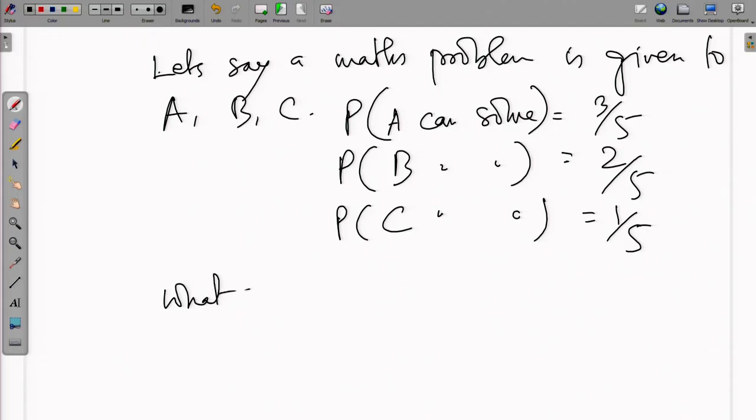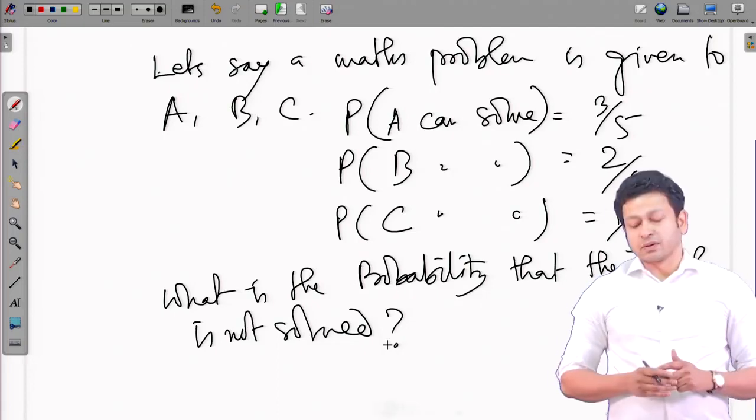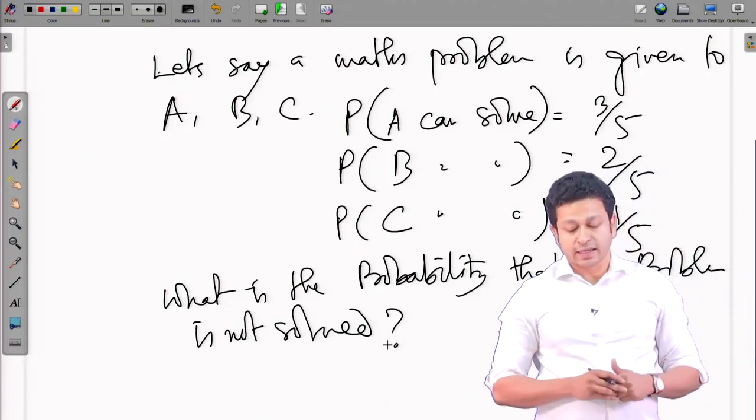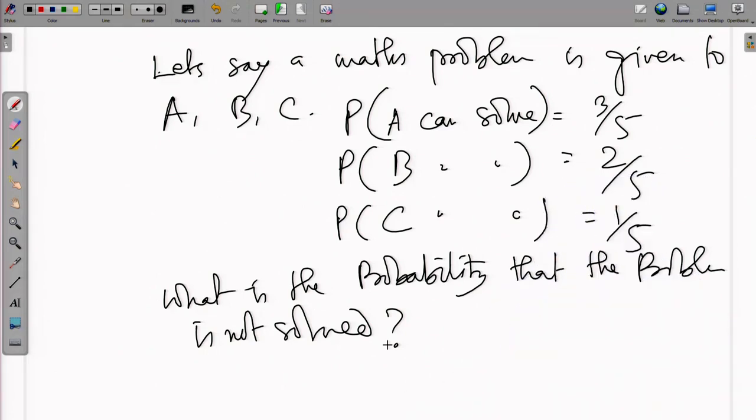What is the probability that the problem is not solved? It's a very simple problem, and the reason I am giving it to you is that if you have a pen and paper, you can simply get the answer. You really don't need a lot of data to understand it. So I'll pause for a moment, and I want you to pause the video and do the computation on your own and come up with the answer.